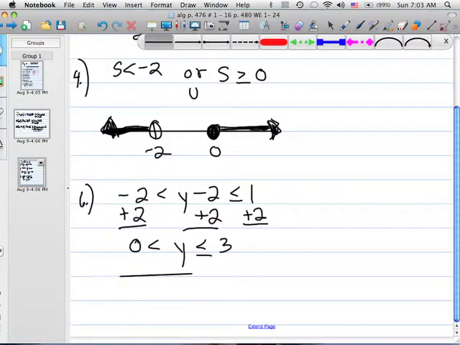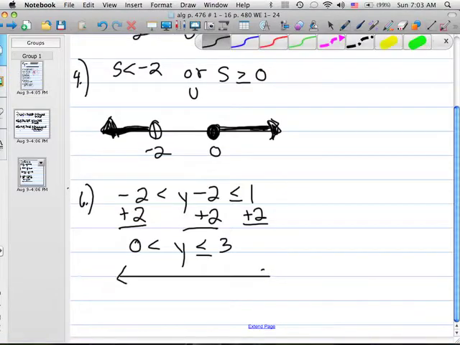So that's a compound sentence. It's a between problem. So y is greater than 0, and y is less than or equal to 3. That's how you read that. So we put the 0 down, the 3 down, open circle at 0, closed at 3. And it's all the numbers in between. Any number in between here will work. For example, 1 minus 2 is -1. That's greater than -2, but less than or equal to 1.